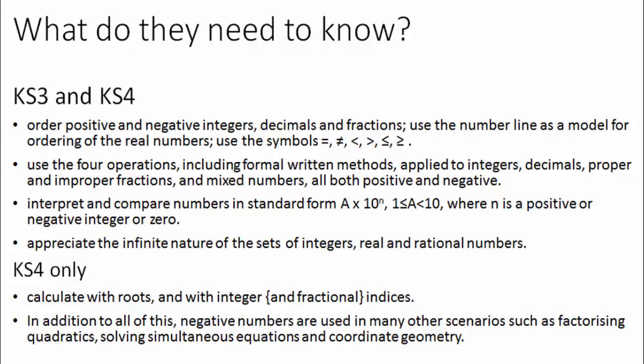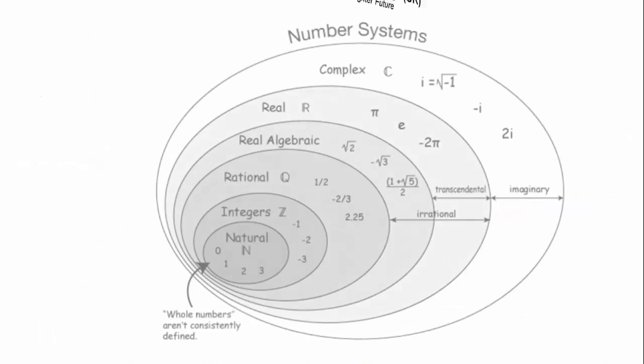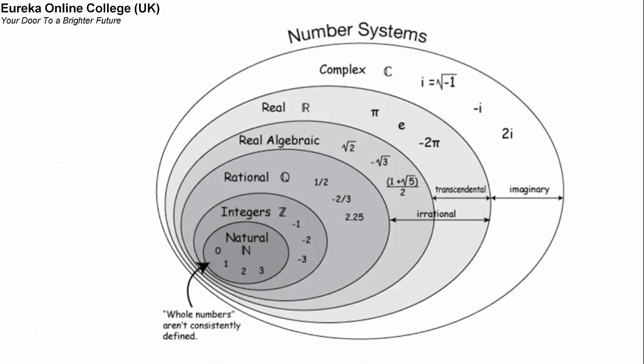Now, you'll see at the bottom of Key Stage 3 and Key Stage 4 this funny little sentence, the 4th line, which has suddenly appeared in the syllabus. Appreciate the infinite nature of the sets of integers, reals and rational numbers. Now this actually ties into the diagram which is just on the previous slide. I've never seen any questions in the GCSE up to this day about anything like the infinite nature of the sets of integers, reals and rationals. That sounds really quite advanced.